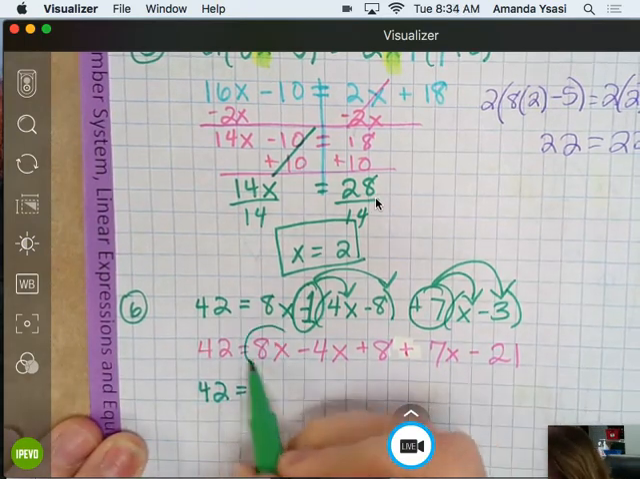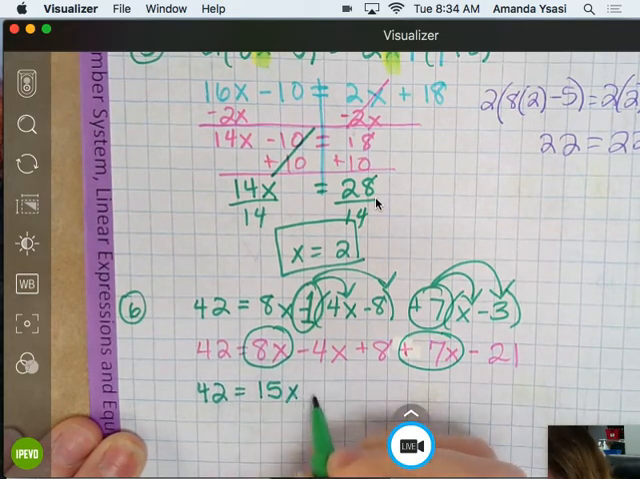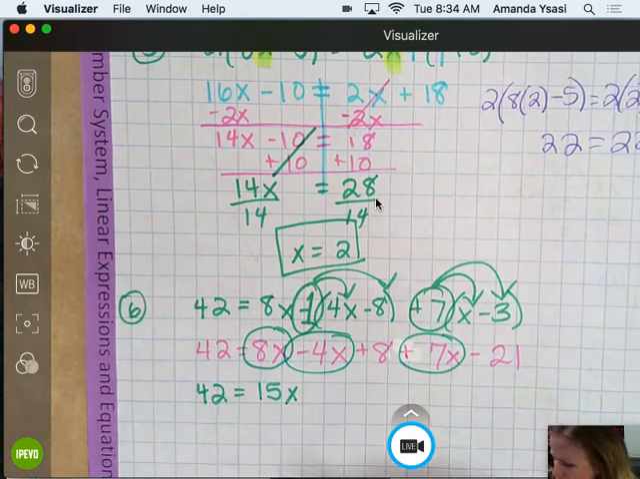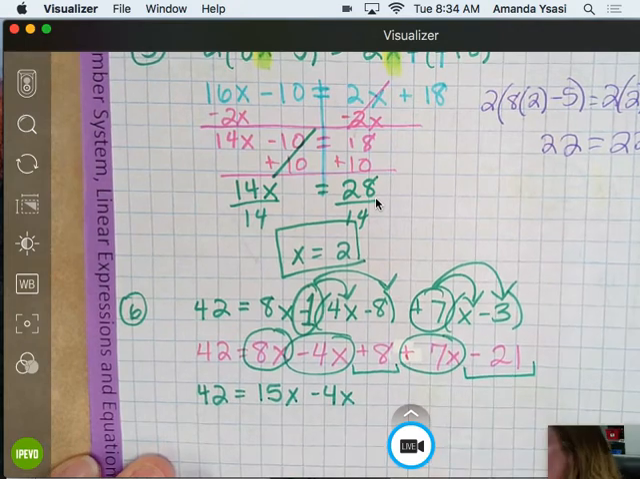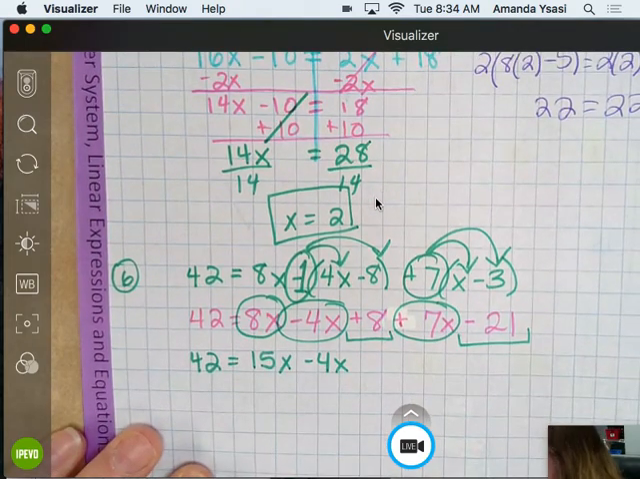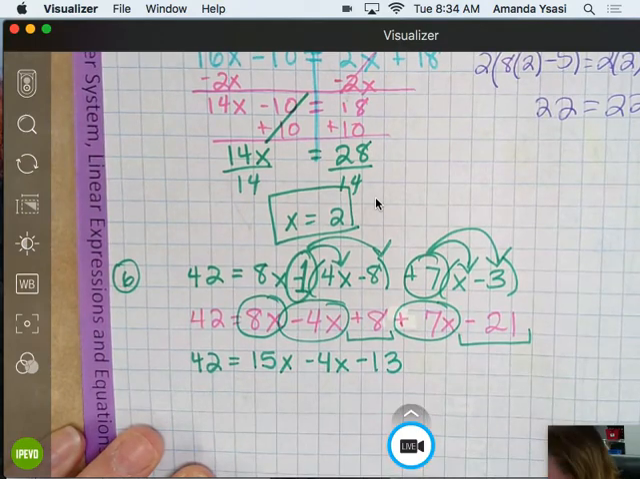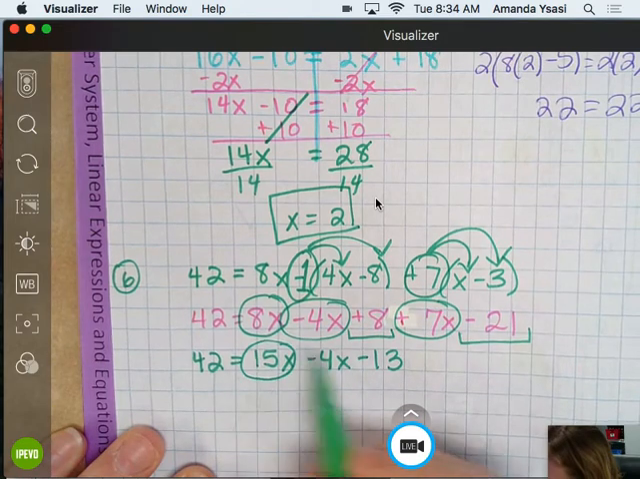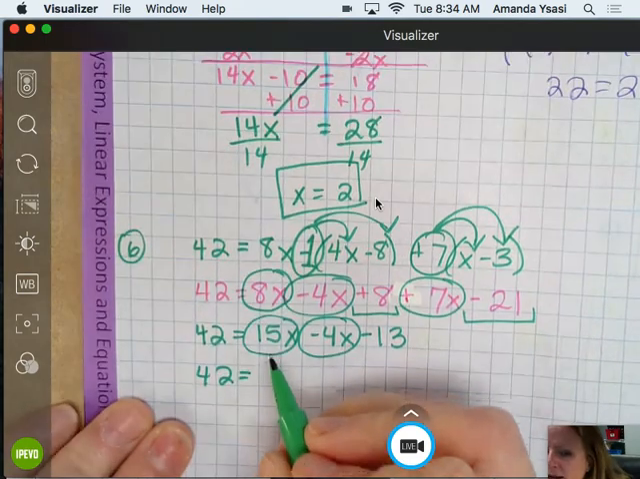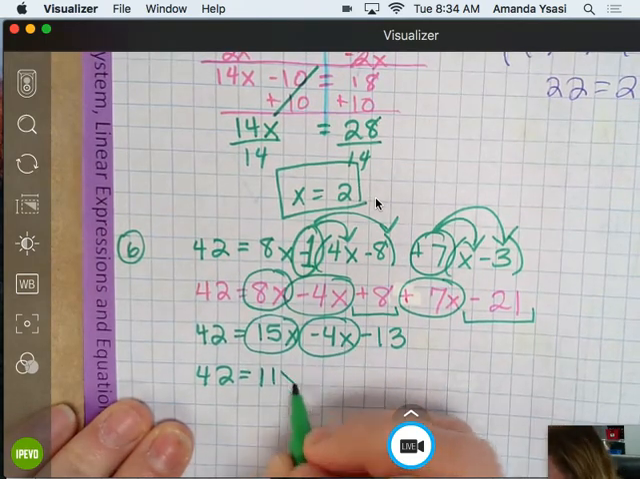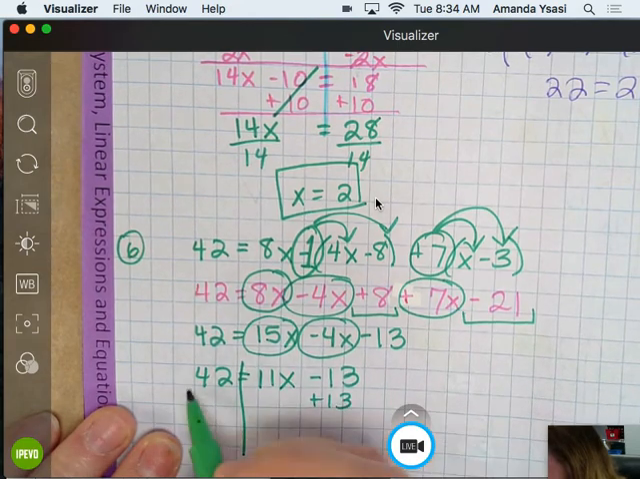Okay, so we have 8x plus the 7x. Should be 15x. Oh, and then minus 4x. It's okay. And then 8 minus the 21. Would that be -13? Okay, and then I still have to simplify these because I didn't do it all in one step because I didn't see it. So 15 minus 4 is 11x minus the 13 plus 13 to both sides.